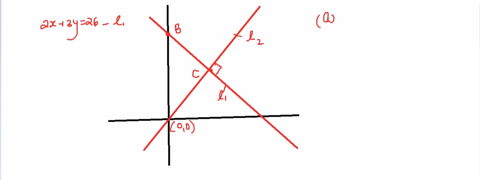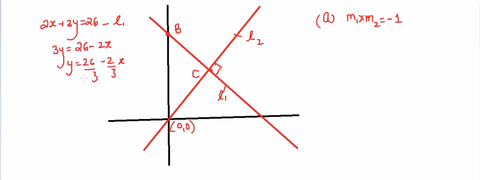Clearly we know that the L1 and L2 both are perpendicular to each other, and we know the condition. If there are two lines and perpendicular to each other, the multiplication of both the slopes is equal to -1. On rearranging, I'll get y equals 26 over 3 minus 2 over 3x. That means the slope of line L1 is minus 2 over 3. When I put this value down there, I'll get M2 is equal to 3 over 2. This is the slope of line L2.